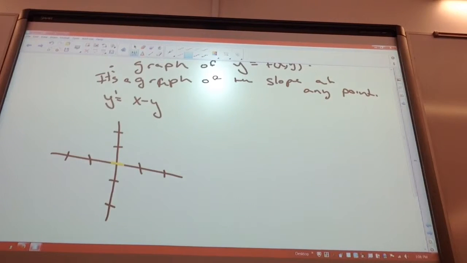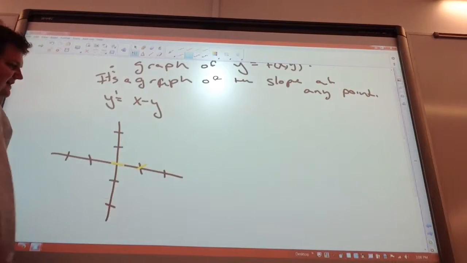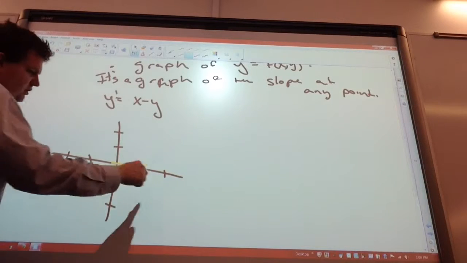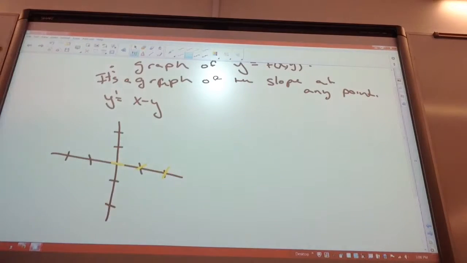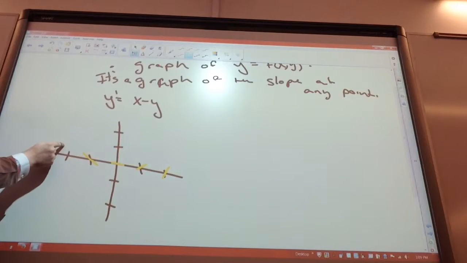When x is 1, but y is 0, what do we get? 1. We have a slope of 1. A slope of 1 looks something like that there. Okay? When x is 2 and y is 0, we have a slope of 2. A slope of 2 is a little bit more extreme. When x is negative 1 and y is 0, we get a slope of negative 1.